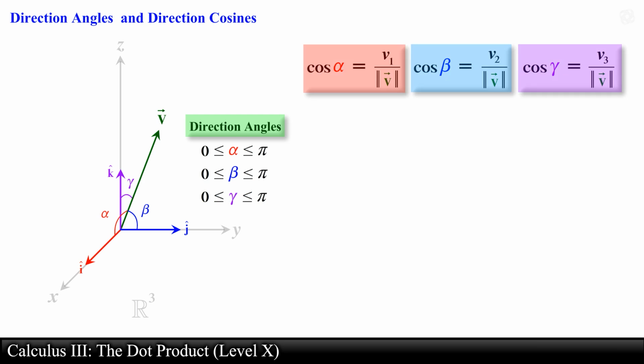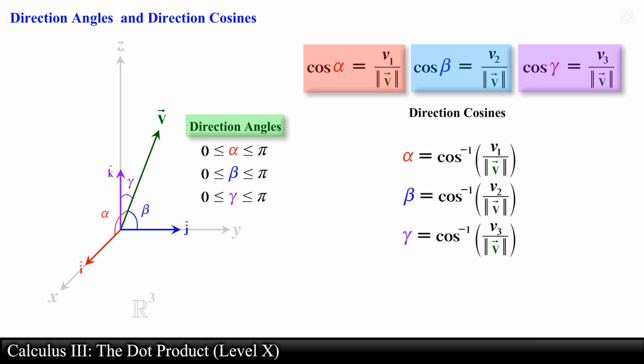These expressions are referred to as the direction cosines of vector v. You can easily find the value of the direction angles by using inverse cosine.